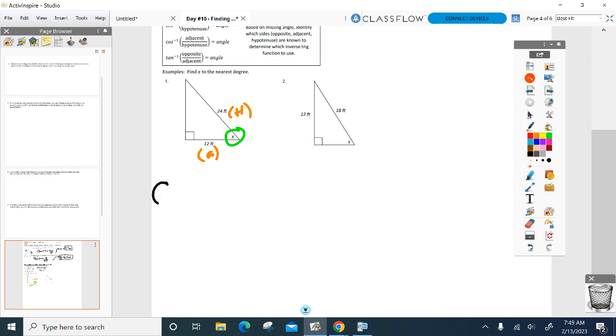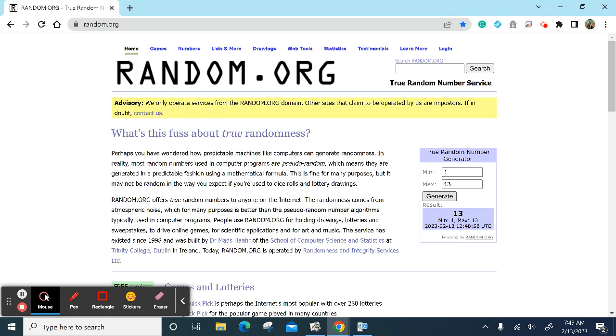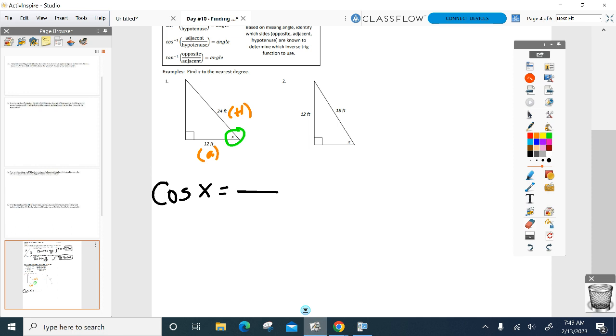Everyone ready? Cosine. But now what do I put in now? X. I don't have a degree measure. I'm going to put X equals, write the ratio in the correct order, adjacent over hypotenuse. So what's that going to look like? 12 over 14. Now here's where it ends. Nothing's been different, right? Cosine, adjacent over hypotenuse. Usually from here, we would cross multiply. But whoa, I'll do it, and you'll see what's going to happen here.